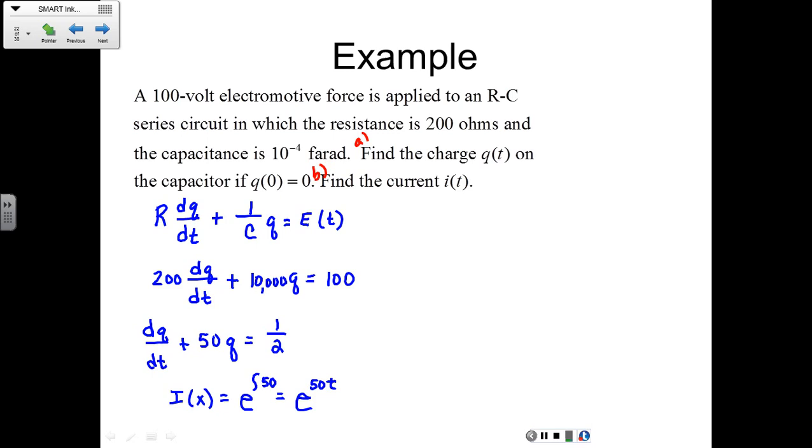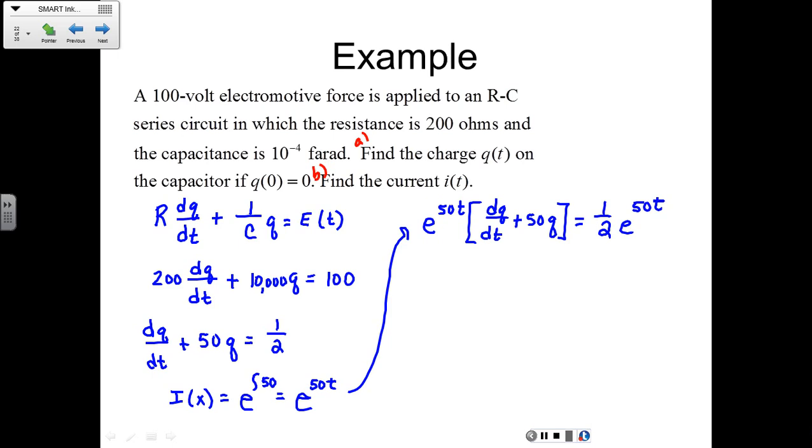e to the 50t. So if I multiply both sides by the integrating factor, if you remember this, the left side just comes out to be the integrating factor, e to the 50t, times Q prime. Y'all remember that? Every time, if you do your integrating factor right, that's what you should have.